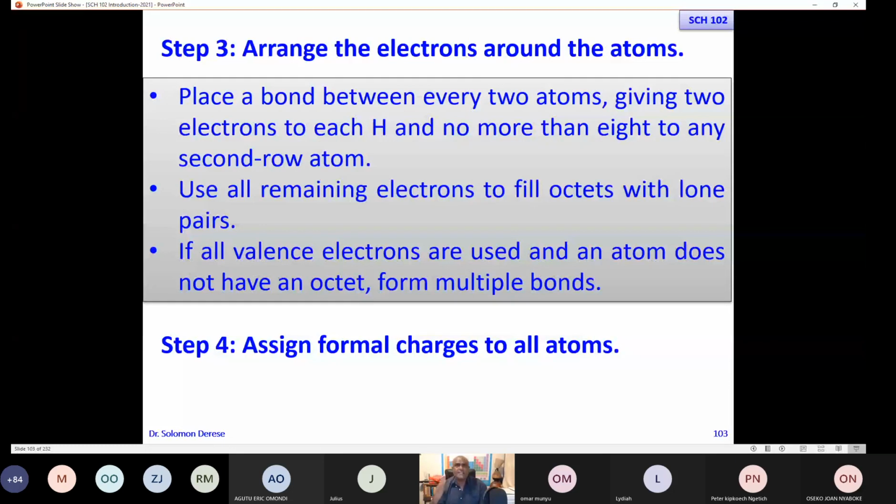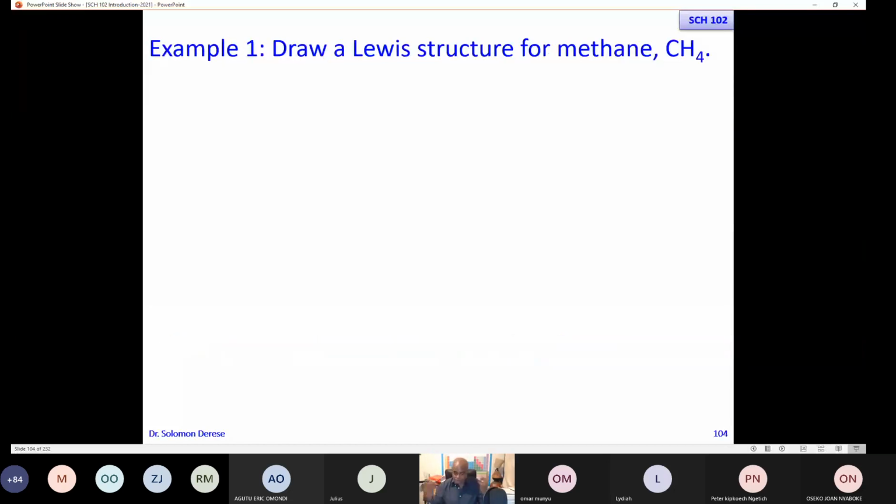And then it is this structure which is going to determine whatever property this chemical compound is going to have. So let's have some example. Let's draw a Lewis structure for methane, CH4, for example. So we have 1 carbon and 4 hydrogen. Step 1, arrange the atoms.